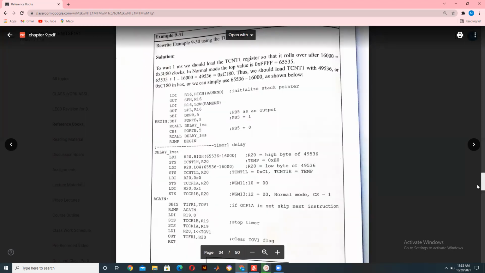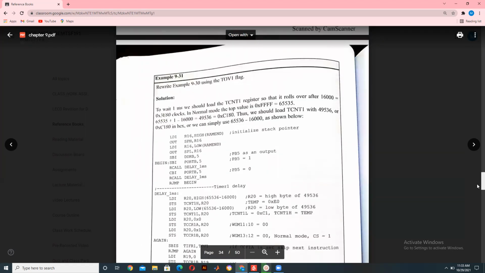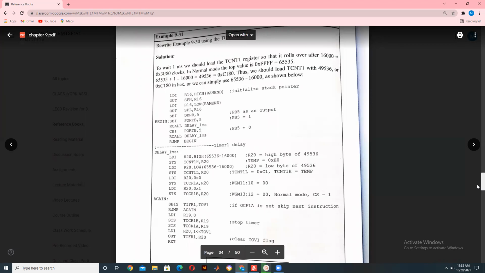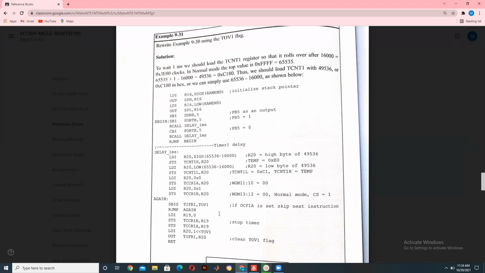Then afterwards, rewrite the example using the TOV flag. Now what we would do instead of using the last ones, we would be using a TOV flag. Simple. We would be using the TOV flag, and then we would simply go from the TOV flag to stop the counter and start clearing the flag as well after the work is done.